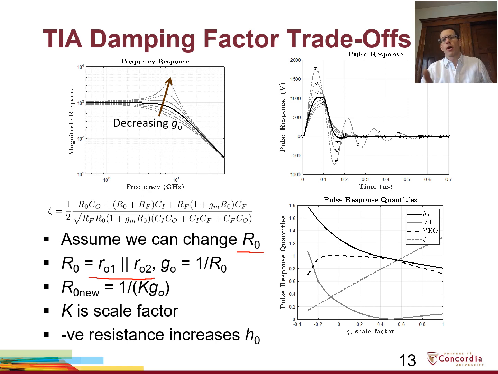The far side is a scale factor of 1, meaning that's the original circuit's output conductance. We have a certain damping factor, it's pretty high, not optimal. As we decrease the output conductance, the damping factor drops, gets to a more optimal level. ISI drops here. And then as we decrease it further, we get higher main cursor, but more ISI. And the vertical eye opening eventually suffers.